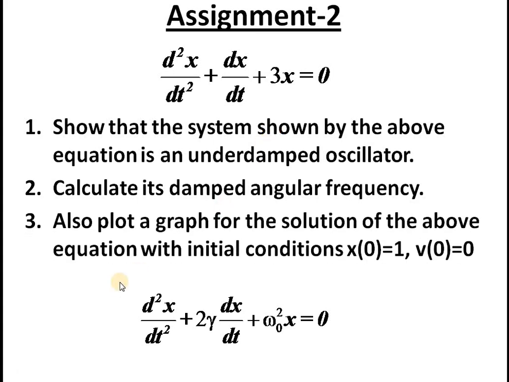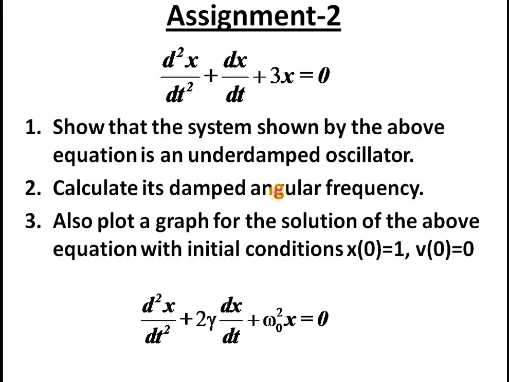And question number 3: also plot a graph for the solution of the above equation with initial conditions x of 0 equal to 1 and v of 0 equal to 0. You have the solution for this damped harmonic oscillator in the underdamped case. The equation is clear, and you can put in the values of gamma and all other values, then plot it on graph paper, take a photo, snap it and upload it in the Google Classroom. A very beautiful question. I am sure you can do it and you will enjoy it.